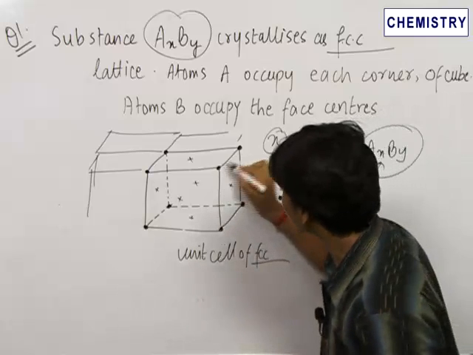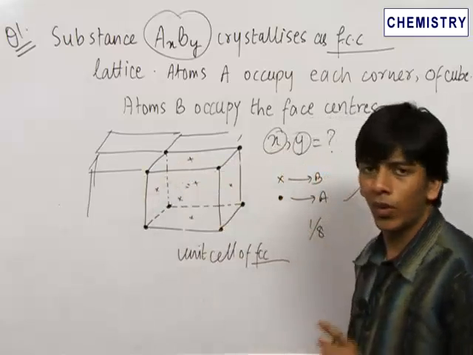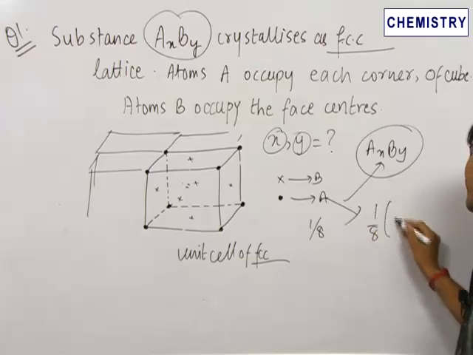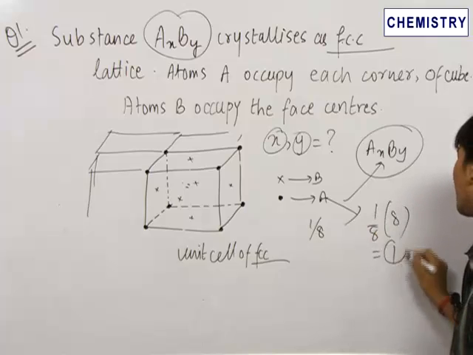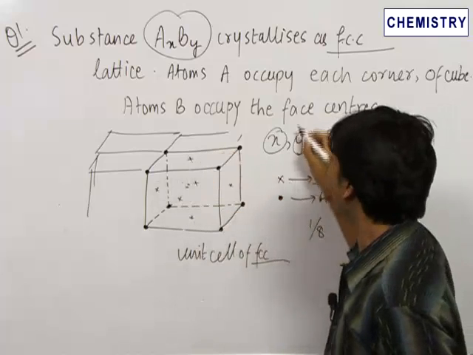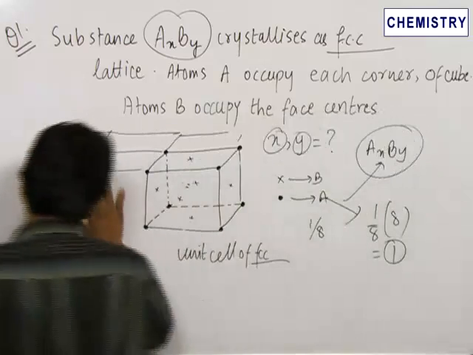Similarly, for all the atoms in the corners, their share to this unit cell is 1/8. Therefore the total share of A atoms is 1/8 into 8 such atoms, that is equal to 1. Therefore overall there is only one single A atom in this one single unit cell of FCC.